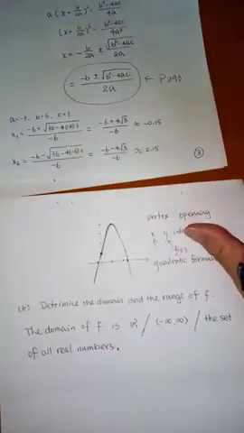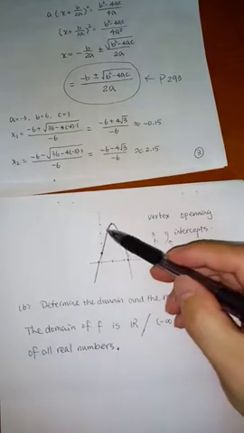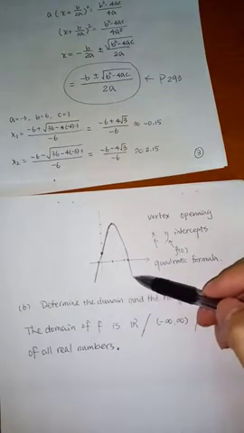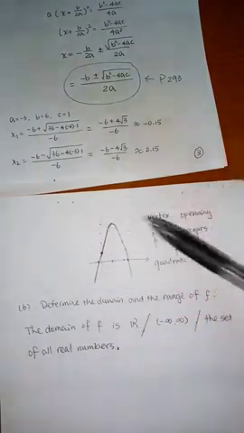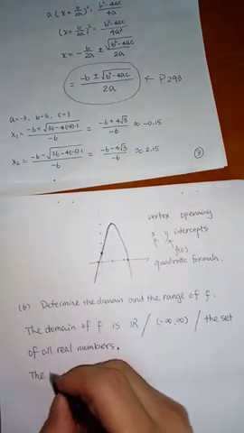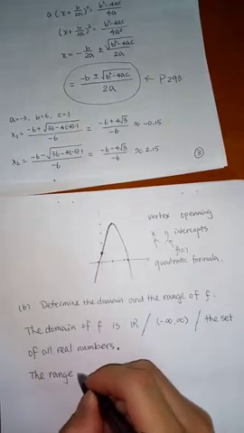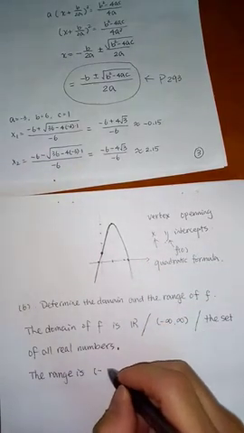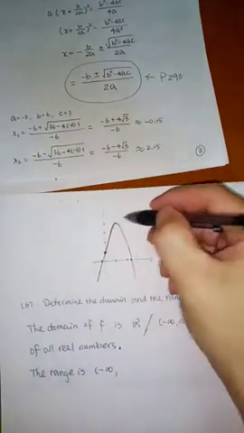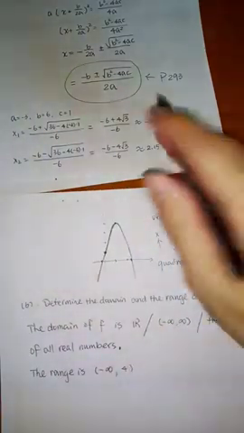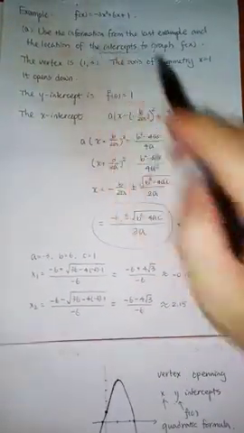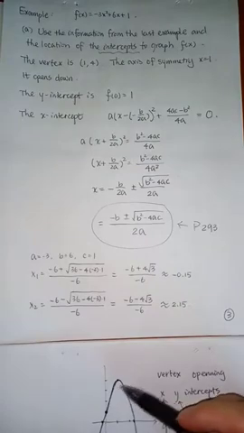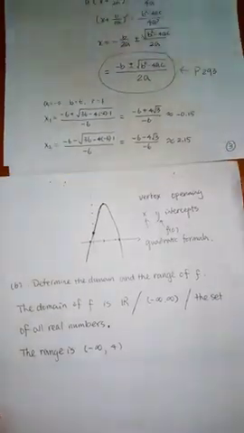And the range, let's see. Whenever this quadratic polynomial opens down, it has a maximum value. It's from negative infinity to the maximum value. So the range is from negative infinity to the highest point. The highest point is the y coordinate of the vertex. The vertex is the peak. Okay, so it's a 4. So this is the range.